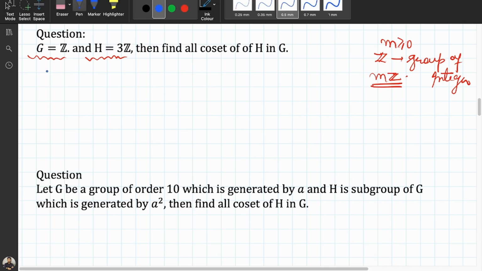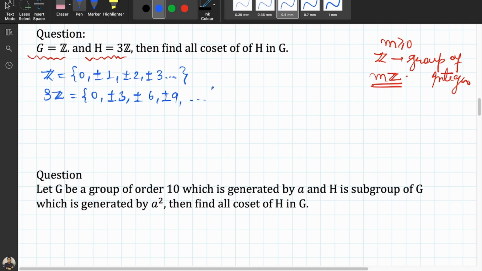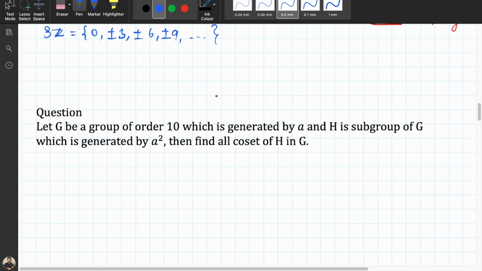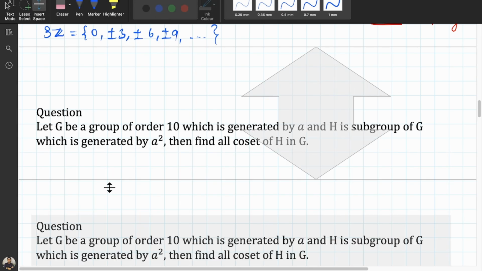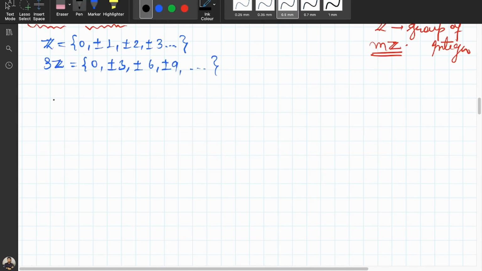First of all, we should have an idea about how Z will look. This Z is nothing but 0, plus minus 1, plus minus 2, plus minus 3, up to plus minus infinity. What about 3Z? It is nothing but the multiples of 3: 0, plus minus 3, plus minus 6, plus minus 9, up to plus minus infinity. So from here, what are the possible a? a can be 0, a can be 1, can be minus 2, something like this.